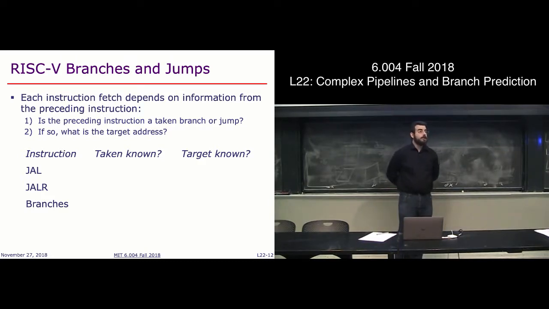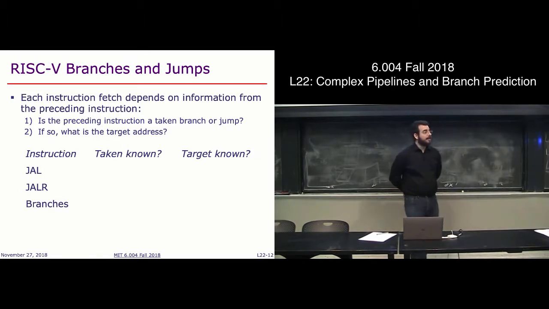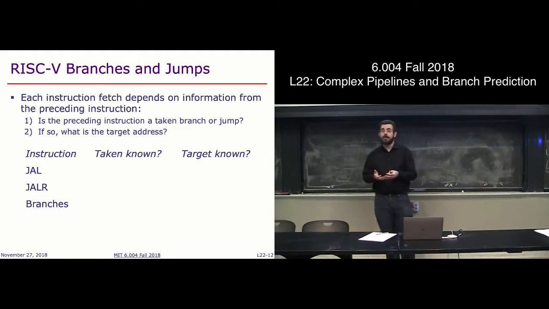And so we want to know two things. Is this a branch or a jump? Is this something that alters control flow, or is it going to go to PC plus 4? And if it is taken, if it's a taken branch or a jump, then what is the target? What is the earliest point at which we can know the target? And so for different instruction types, you'll have different points in the pipeline at which you'll know.